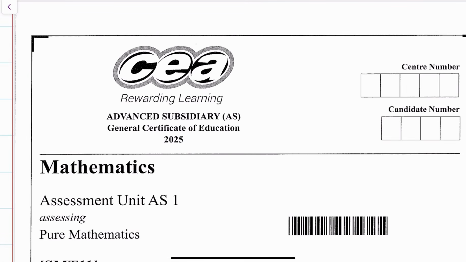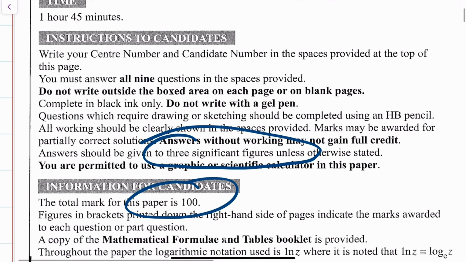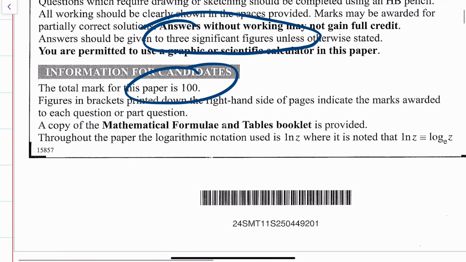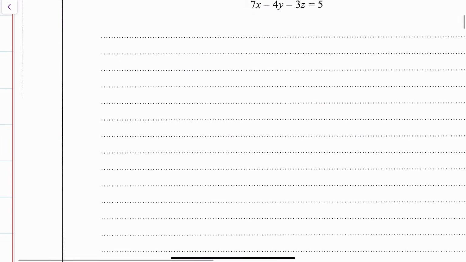These are solutions to the summer 2025 mathematics AS1 module. First thing you do is read the paper, and it says 3 sig figs, and the total for the paper is 100 marks. Question 1.